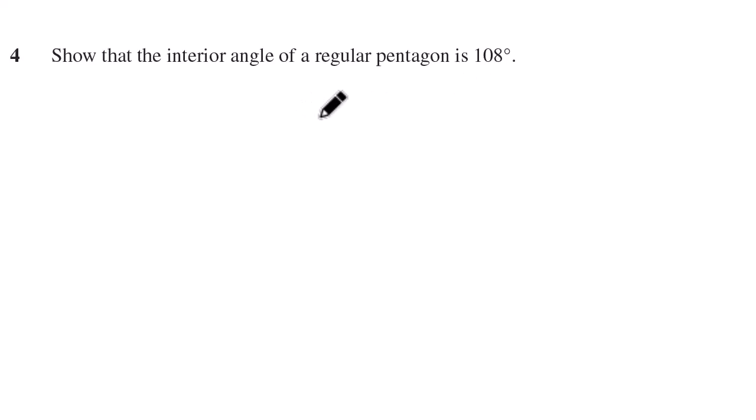This is question 4 of the questions we have been solving. We are currently dealing with geometry on IGCSE Mathematics 0580. In this particular question, which is the fourth in the series, we are asked to show that the interior angle of a regular pentagon is 108. Of course, the interior angle of a regular pentagon is 108, but how do we prove it?